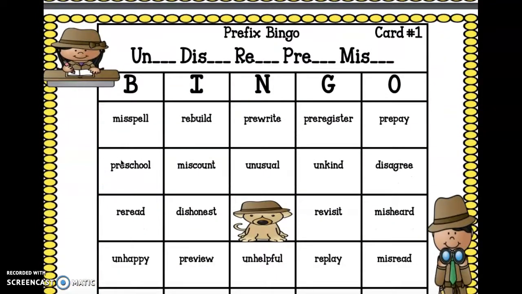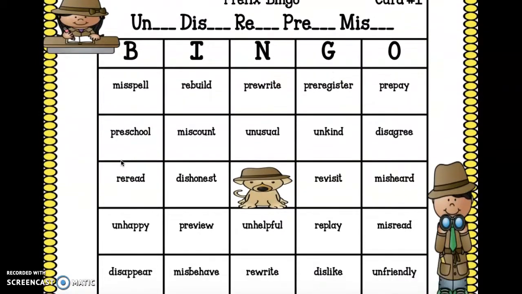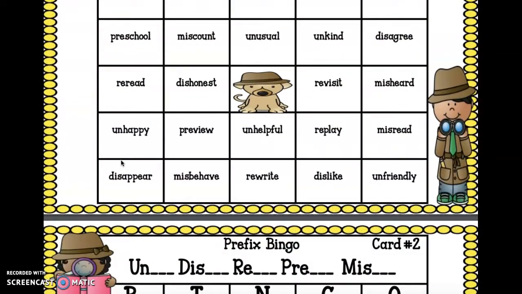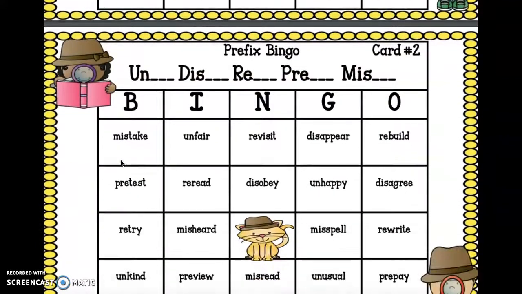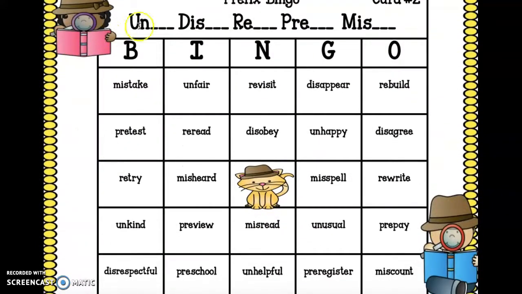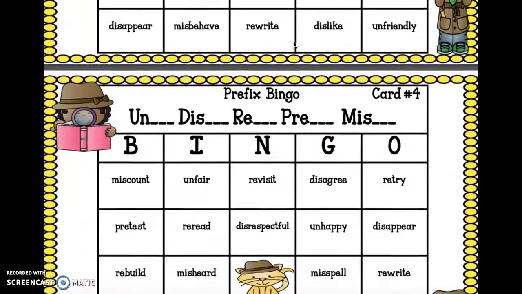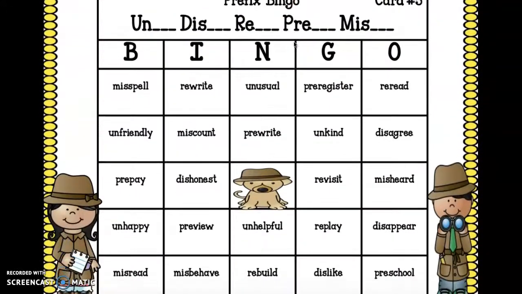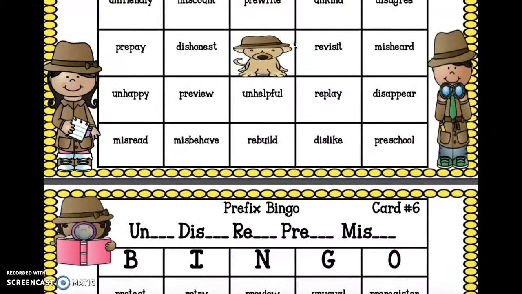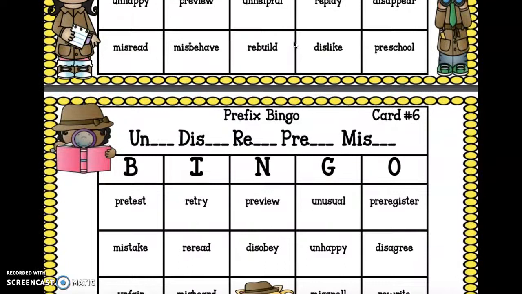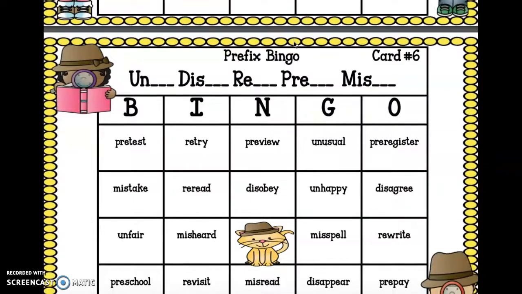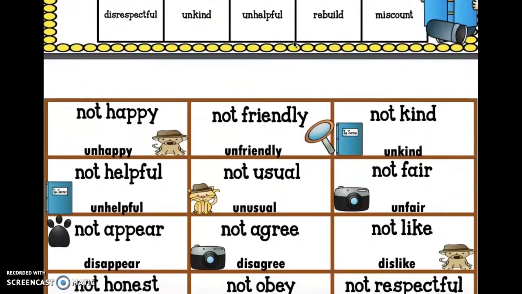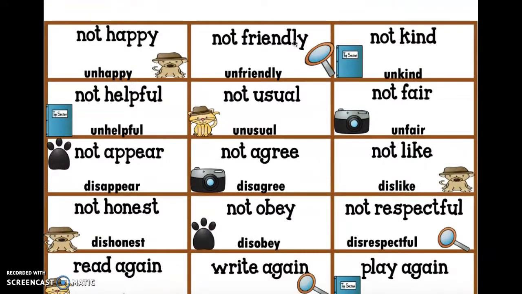In the packet, there are 6 pre-made bingo sheets that have various types of prefixes like un, dis, re, pre, and mis that are all at the top of the bingo cards. With this activity, students who are in second, third, and fourth grade would benefit the most because they would be able to apply the information that they have learned about prefixes.